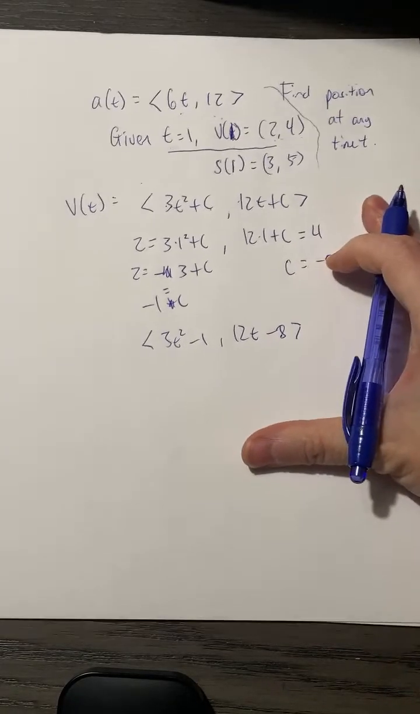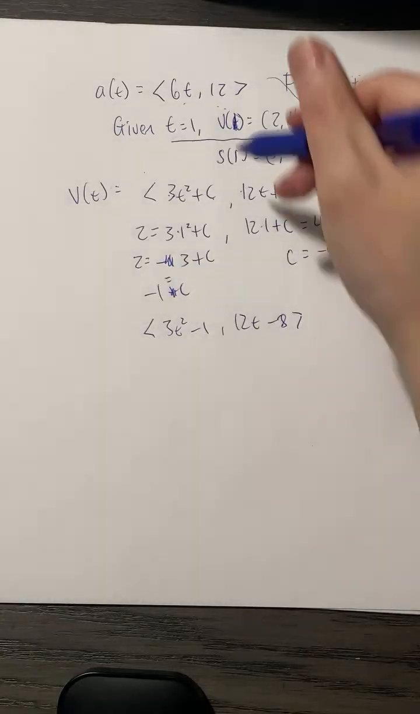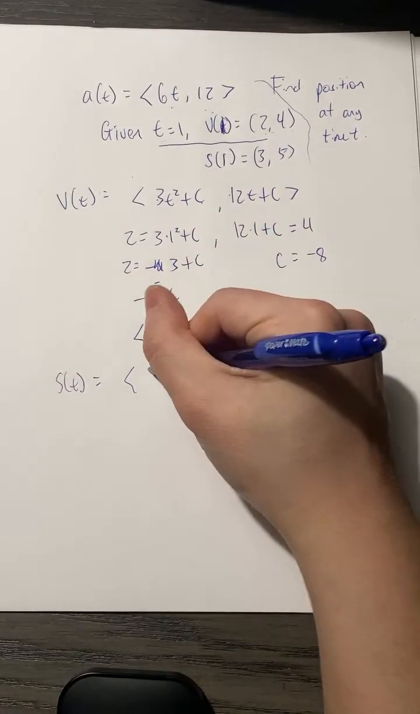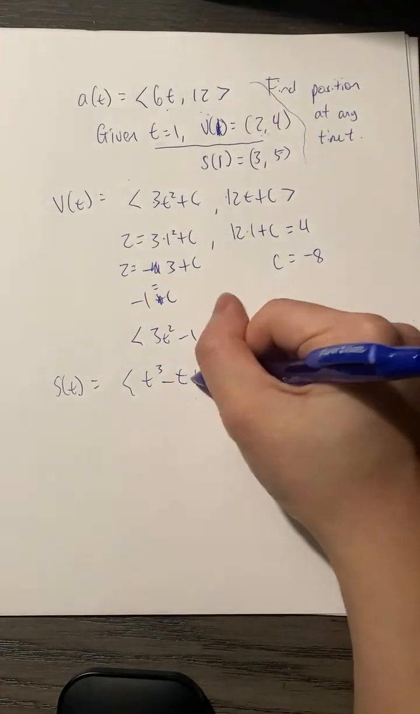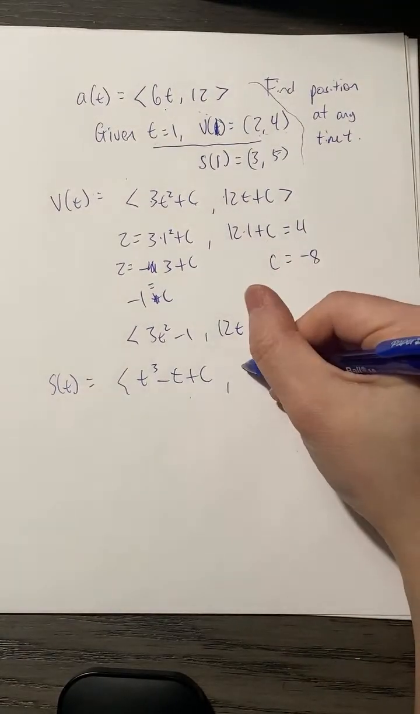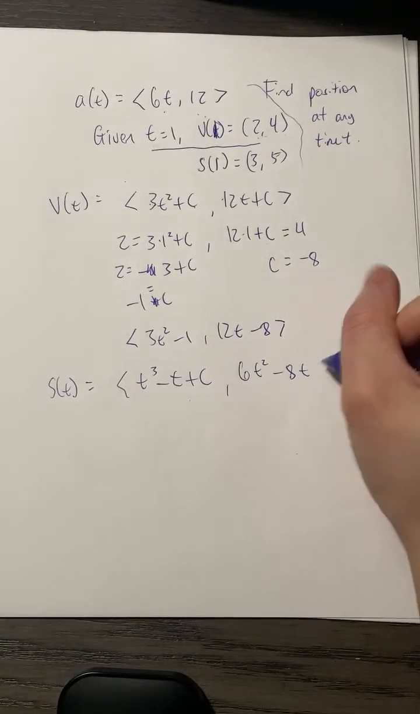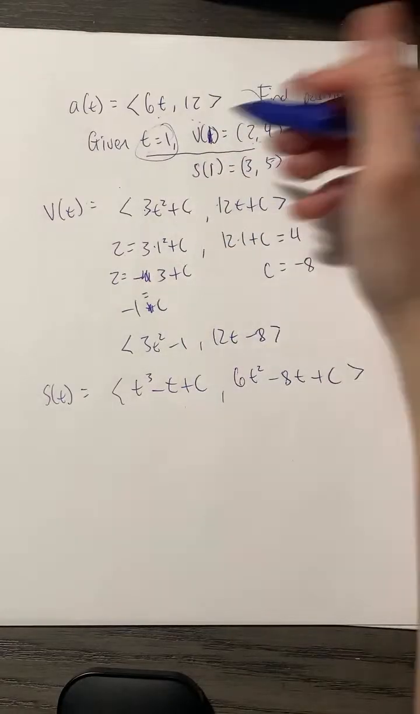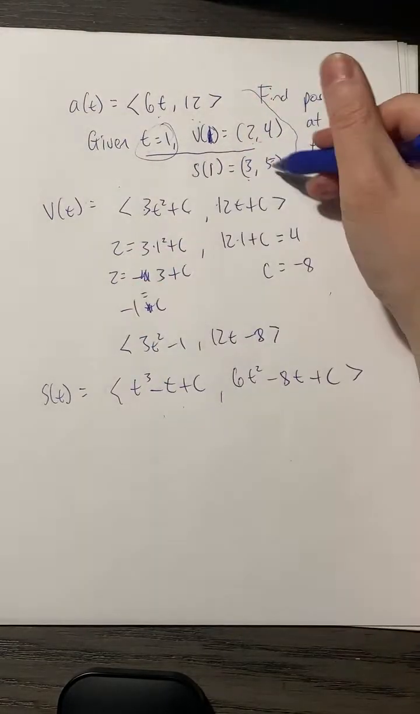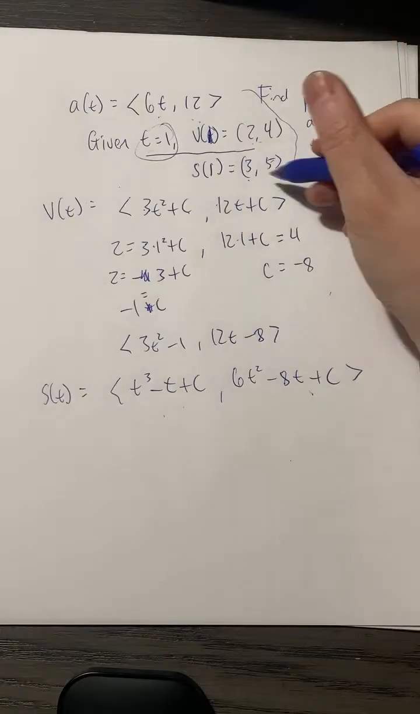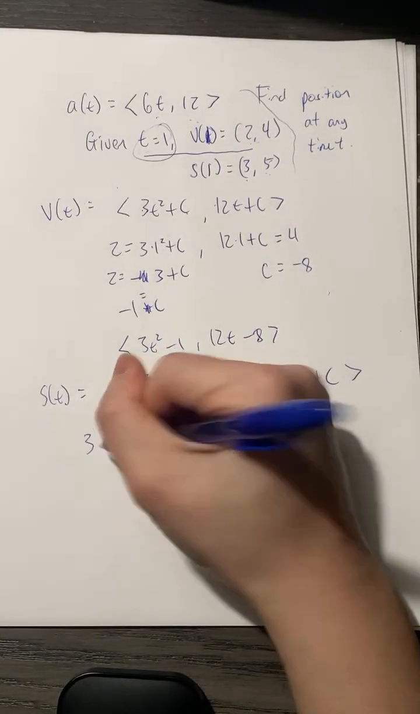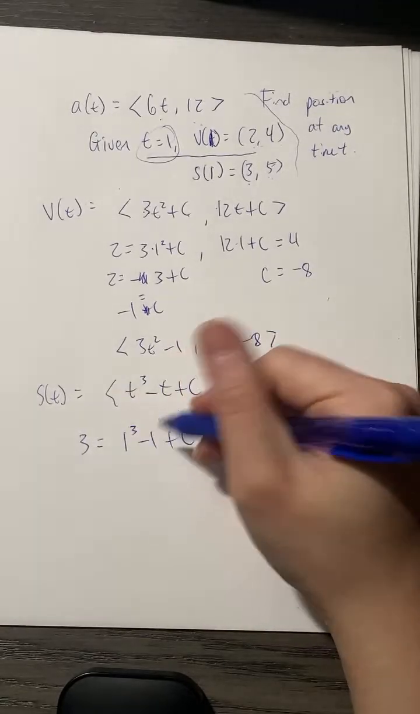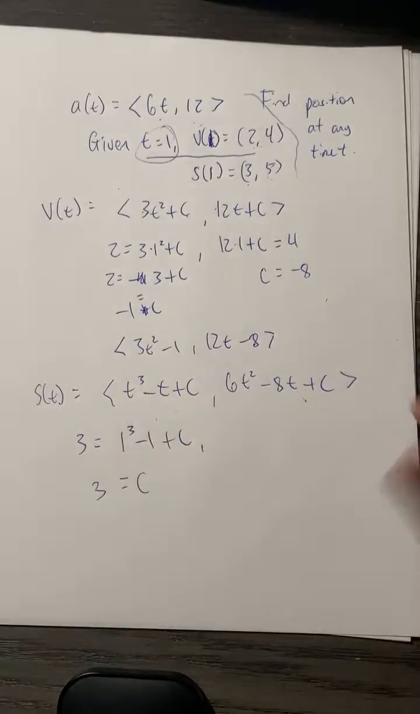Now, unfortunately, we have to do it again because we have to find position. So s of t, still with plus c's. The integral of 3t squared is t cubed minus t plus c. 12t would be 6t squared, I think, minus 8t plus c. Now we're going to plug in t equals 1 into each of these, and set it equal to 3 for the x-coordinate and 5 for the y-coordinate of position. So 3 is equal to 1 cubed minus 1 plus c. 1 minus 1 is 0, so c is 3 here.